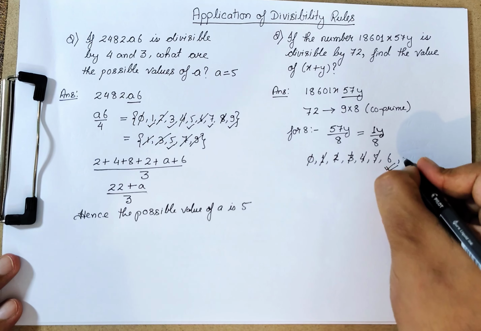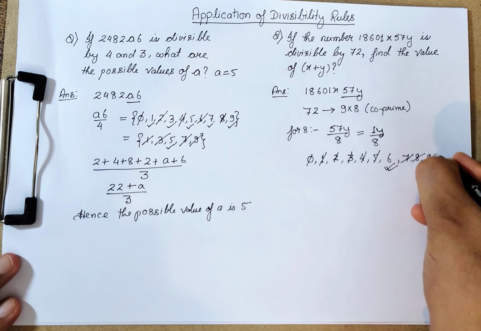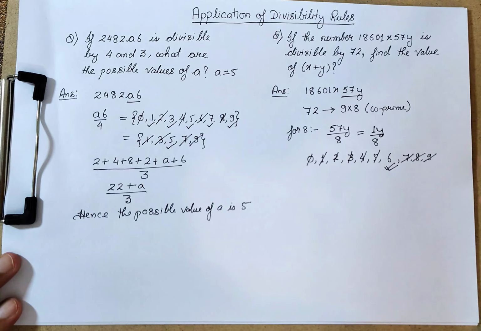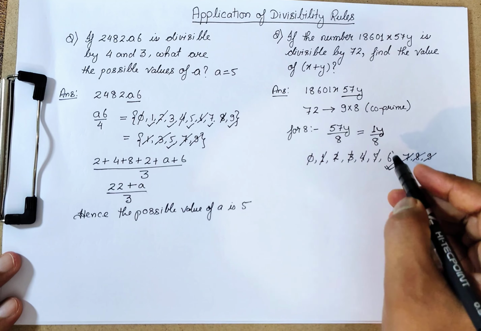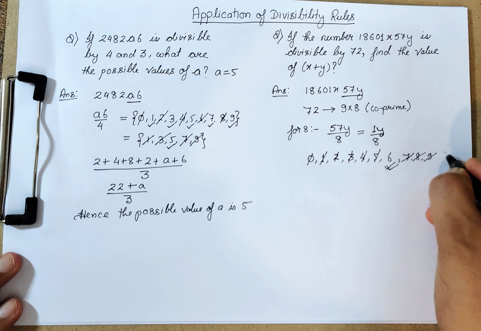Now 7, 8, 9 are ruled out. Why? Because if 6 is one possible value which makes it 16, the next value will be 24. So in that case 6 plus 8 will be 14.